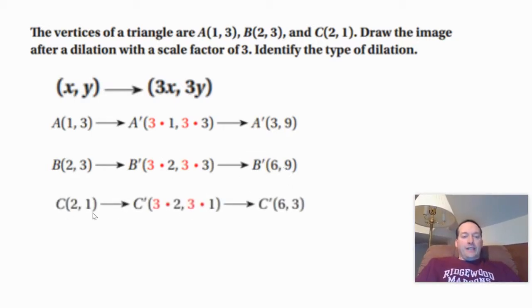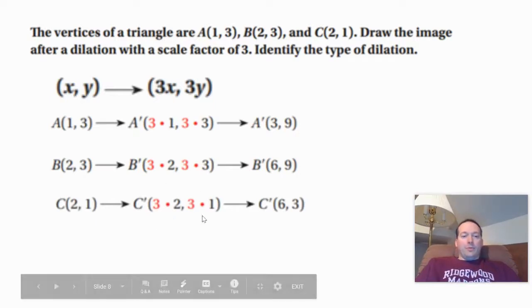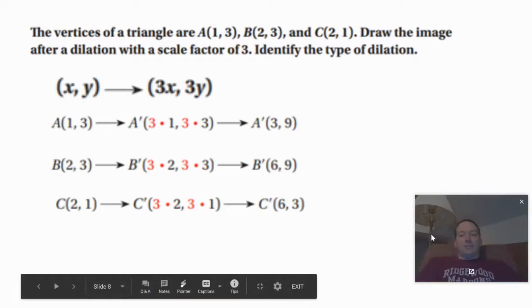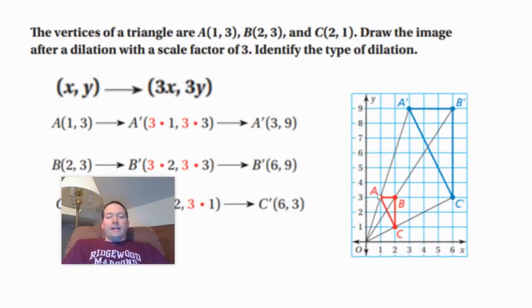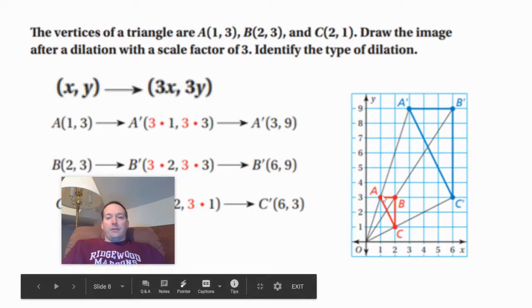And then point C is 3 times 2 and then 3 times 1. So C prime is going to be 6, 3. So if I were to put that onto a picture, here's your first one. Obviously, it would be 3, 1.